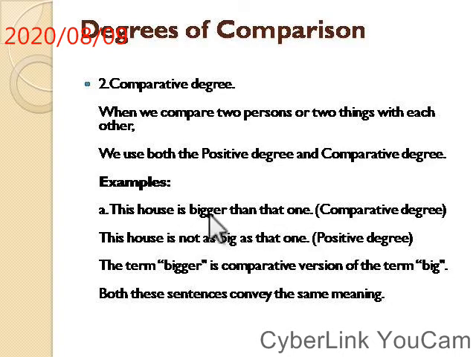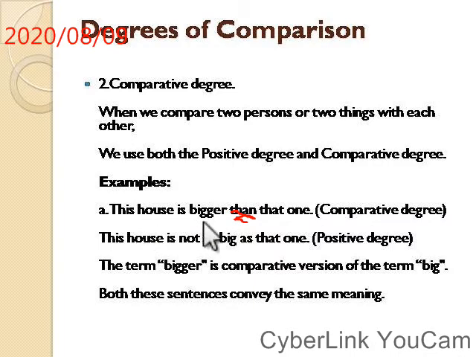In comparative degree, than is a must. Okay. In comparative degree, than is a must. In positive degree, it is not. You will not use than. You use the basic first form of the adjective. Here, second form, big, bigger. This house is not as big as that one. So the meaning remains the same. The meaning is the same here.